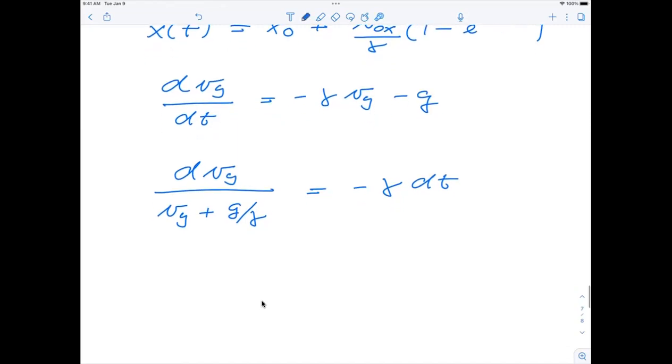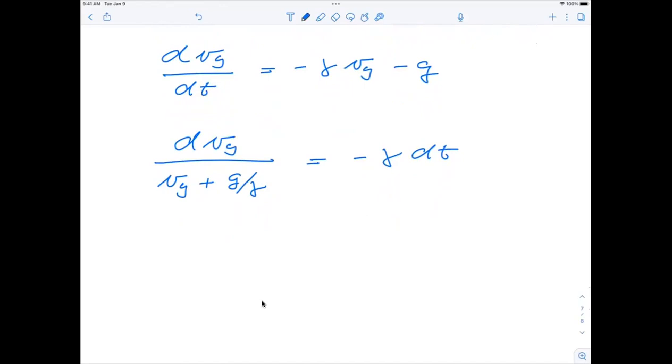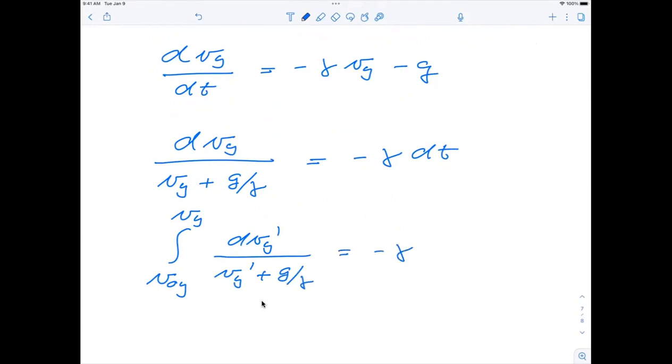Now, when I have done this, I can then integrate. And you will see that the function which we end up integrating is going to give us a logarithm again. So when we integrate up, we are going to integrate from some initial velocity, v0 in the y direction, up to a final velocity. We are separating the variables. So we're going to have the integral of dv_y divided by v_y plus g divided by gamma, and this is going to be equal to minus gamma times the integral from time t0, which we put to 0, to t of dt prime. And this one is simply going to be minus gamma t.